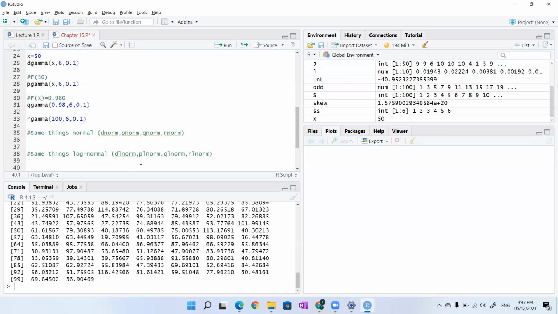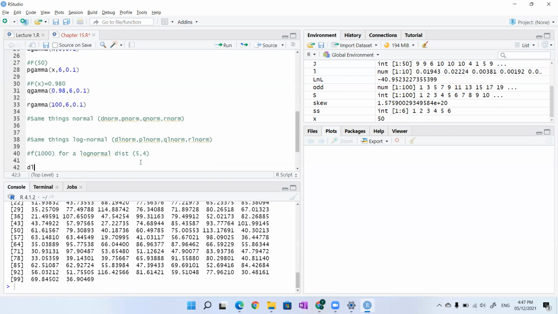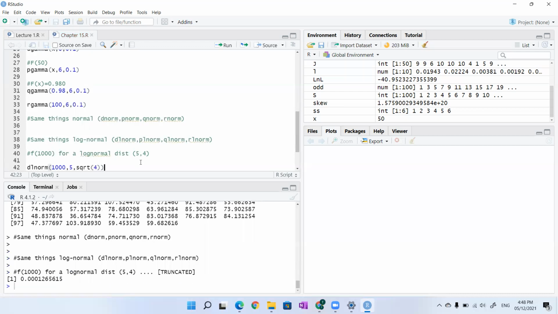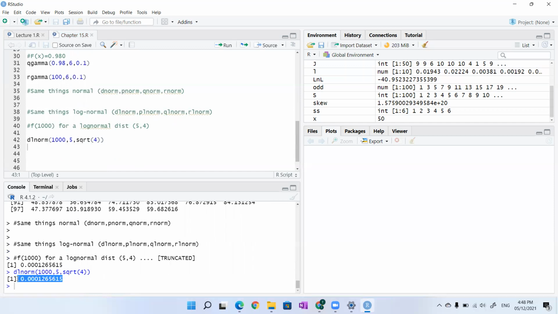Suppose let's do one question, okay? You want to find F of 1000, PDF of your 1000, for a log normal distribution which has the parameter of mu as 5 and sigma square as 4. So what will you write? It would be DL norm of your 1000 of 5, and this would be square root of your 4. So basically now your answer would be this. That is what is important.